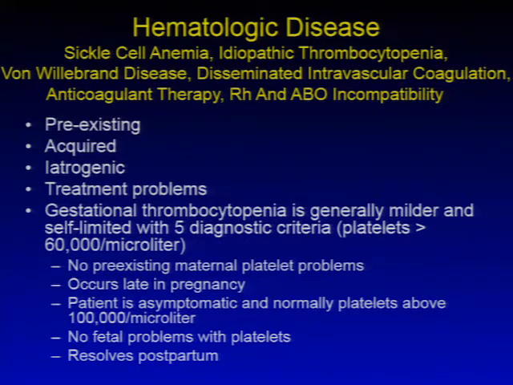Gestational thrombocytopenia is generally milder and self-limited with 5 diagnostic criteria, which include no pre-existing maternal platelet problems, the occurrence late in pregnancy, the patient is actually asymptomatic of the thrombocytopenia and normally has platelets above 100,000. No fetal problems with platelets, and generally gestational thrombocytopenia will resolve postpartum.